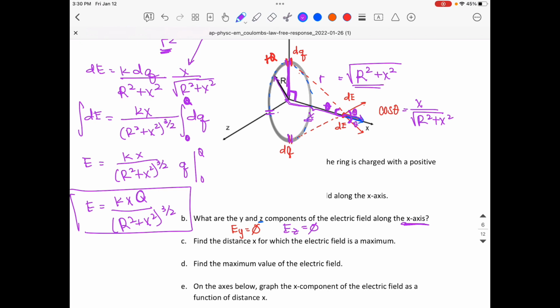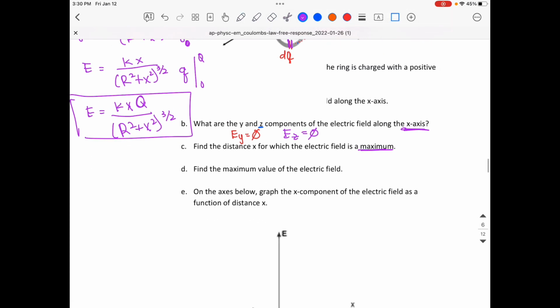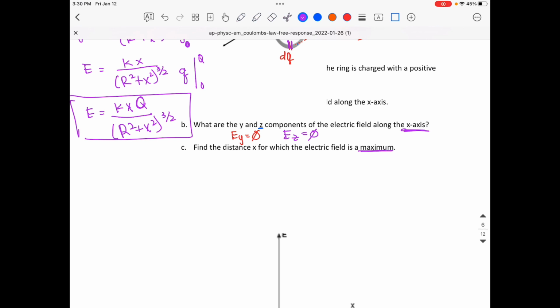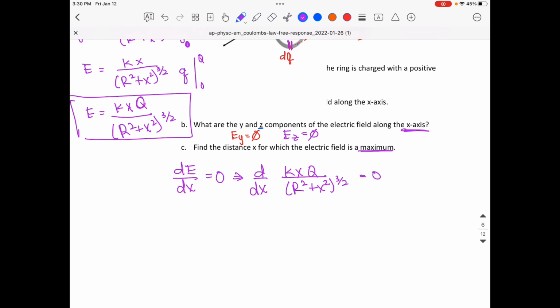Find the distance at which the electric field is a maximum. So anytime we're trying to solve for a maximum or a minimum, we're trying to solve for the derivative of that value. And we're going to set that derivative equal to 0. So let me clear out some of this space, and we can take dE over dx equal to 0. So this is our E function, which means that d over dx of our E, which is kxq over r squared plus x squared to the 3/2, is equal to 0.